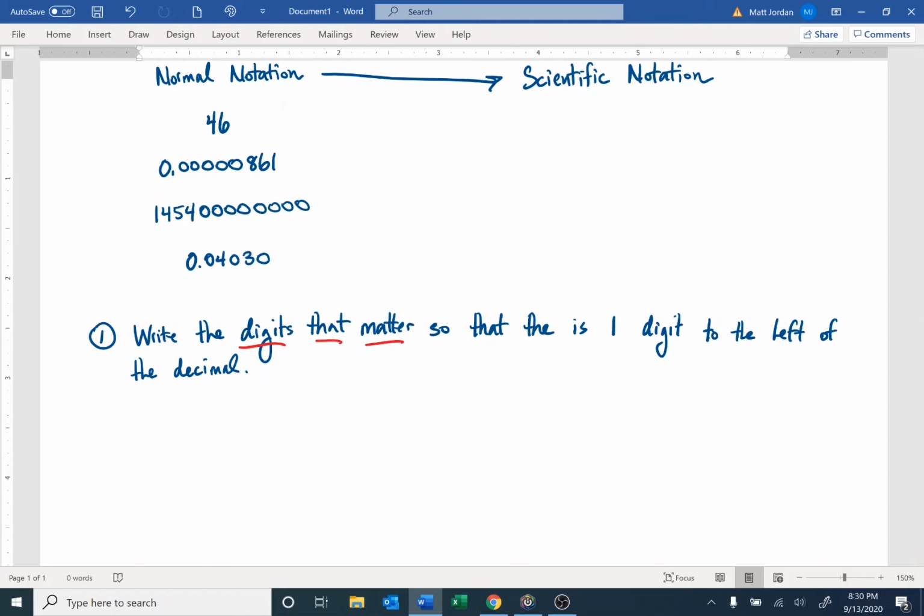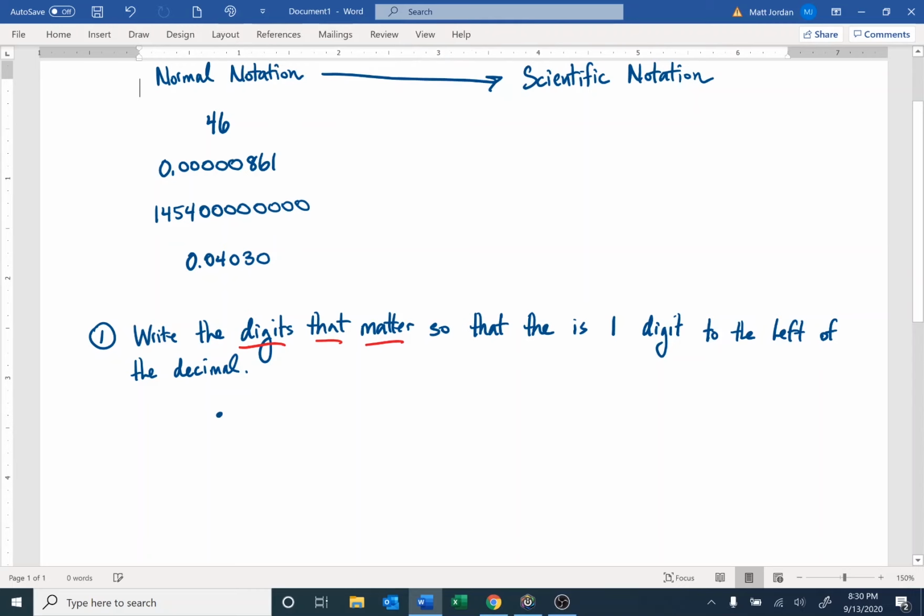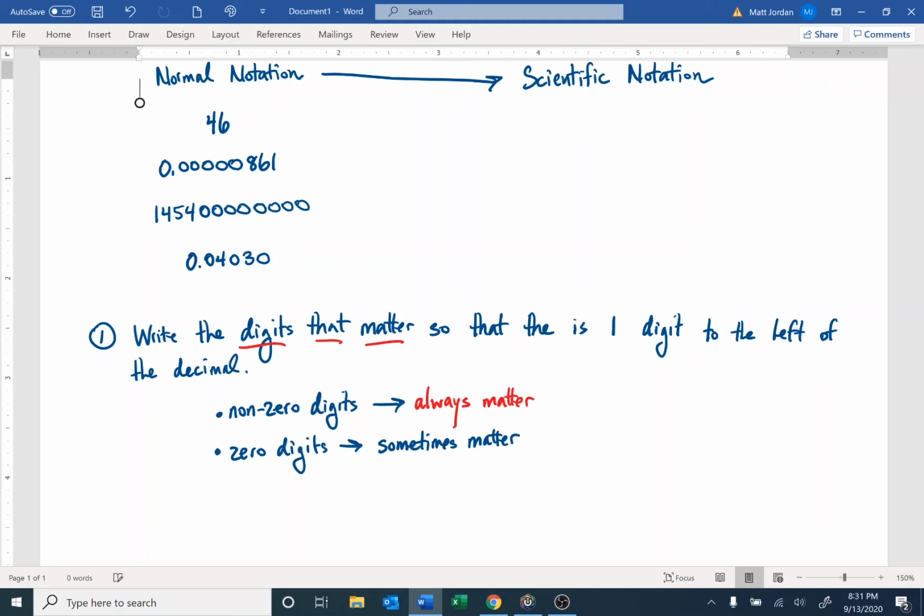In any number, there are two types of digits: digits that are 0 and digits that are not 0. So let's first address the non-zero digits. These digits will always matter. So if you have a digit that is not 0, rule number 1 says you need to write it down. Now that leaves us with 0 digits. 0 digits will sometimes matter, and the way that you'll know that is by understanding what types of zeros there are.